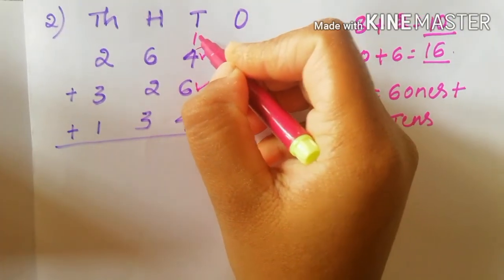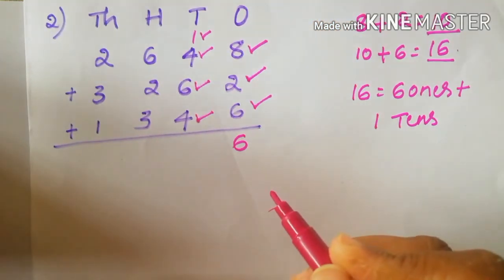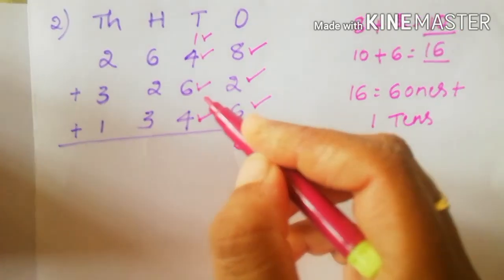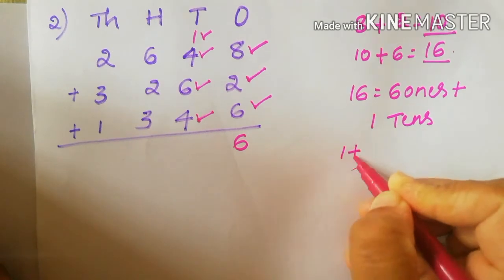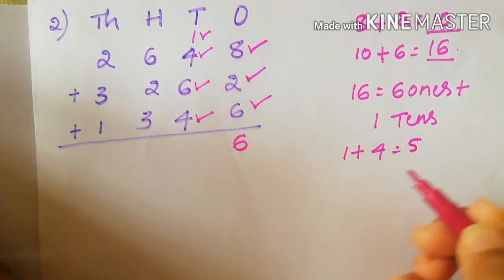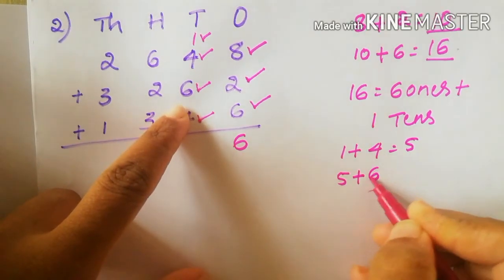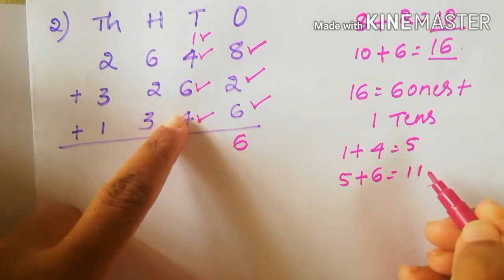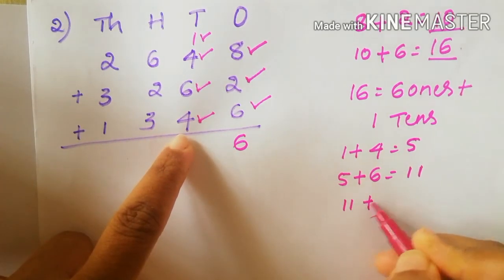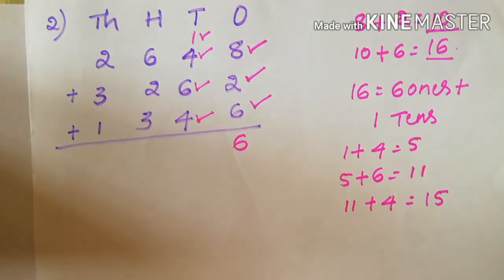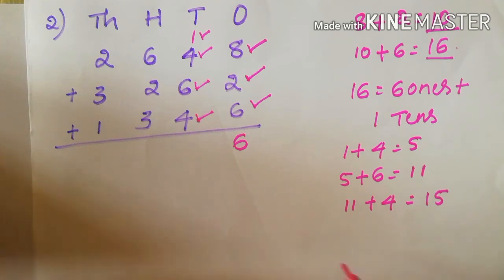Again, I have the carry 1, right? We have to add the carry too. 1 plus 4 is equal to 5. Then 5 plus 6 is equal to 11. Then 11 plus 4 is equal to 15, right? Now I cannot write 15 in the tens place, so we have to do regrouping, right?